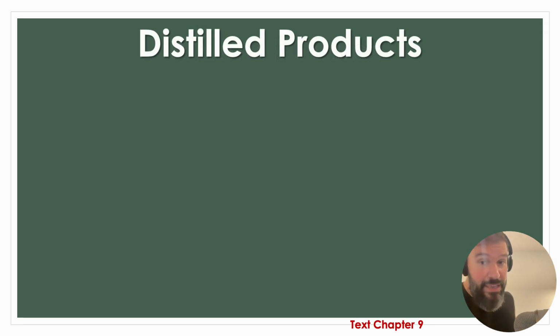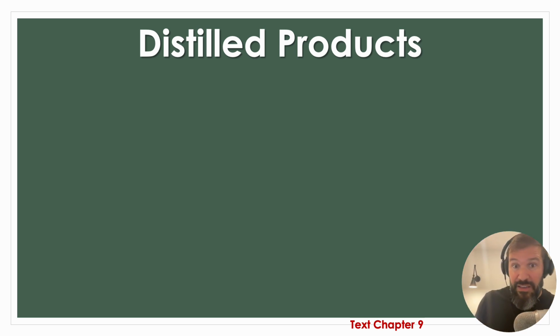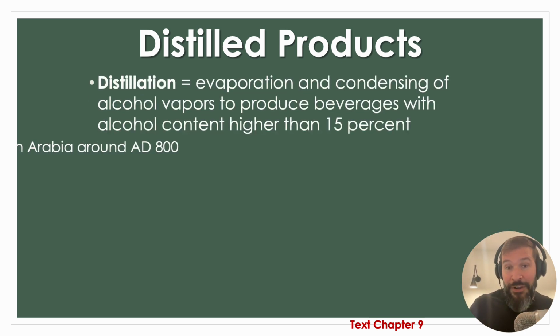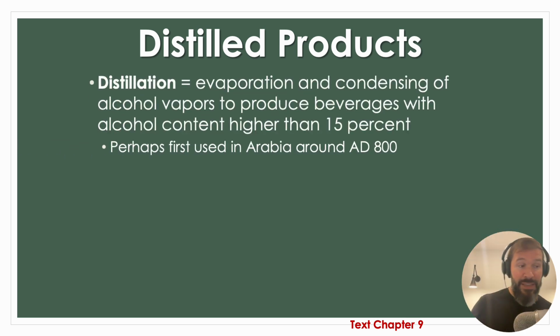Now, fermentation is the basis of alcohol. If you want to yield alcohol that is stronger than about 15%, you need to move beyond fermentation, just yeasts acting on sugars and water. You need distillation. Distillation is the evaporation and condensation of the vapors of alcohol to produce alcoholic liquids or beverages with a content higher than 15%.